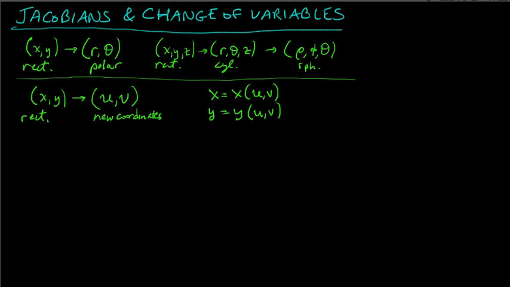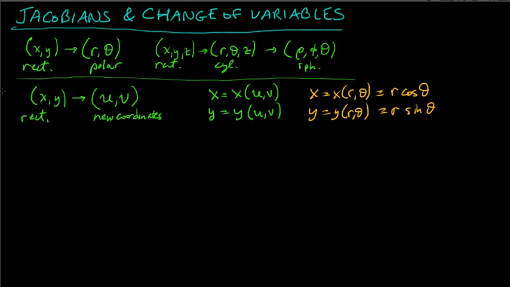Just to bring it back to polar coordinates, x is certainly a function of r and theta, and it's a familiar relation. It's just r times cosine theta. And y is also a function of r and theta. It's just r times sine theta. So the relationship between x and u and v, and y and u and v, could be that simple, or it could be more complicated.